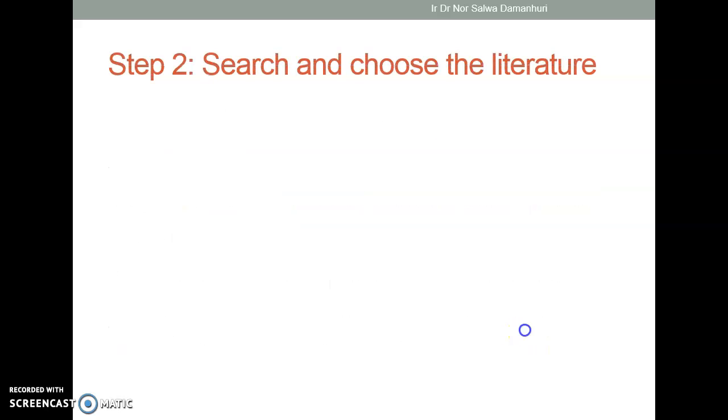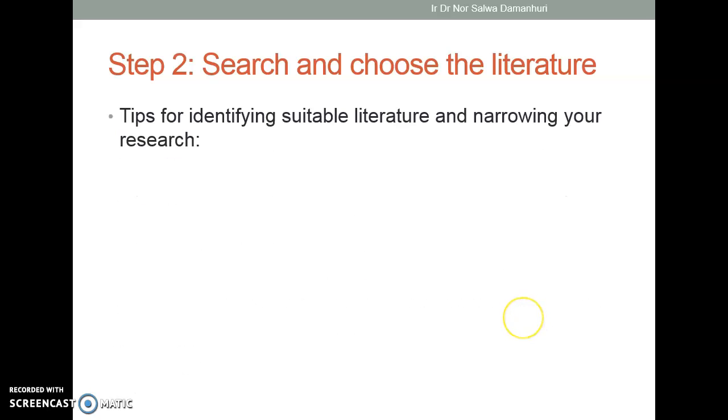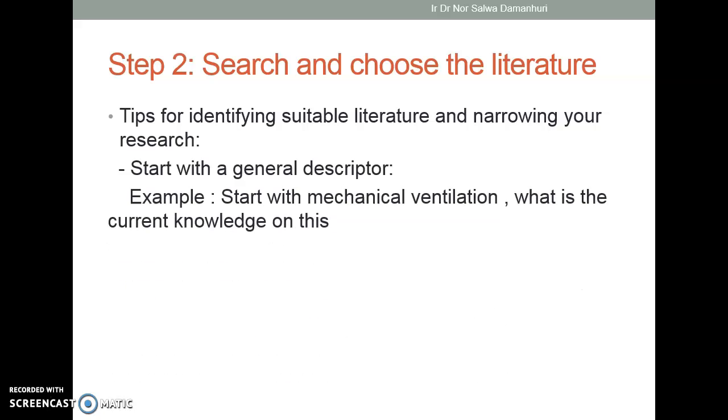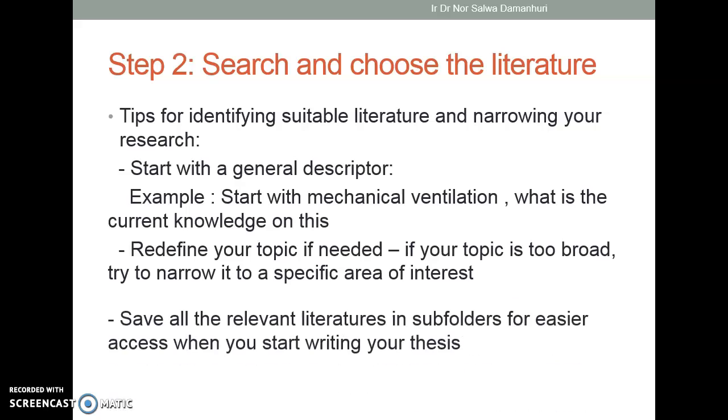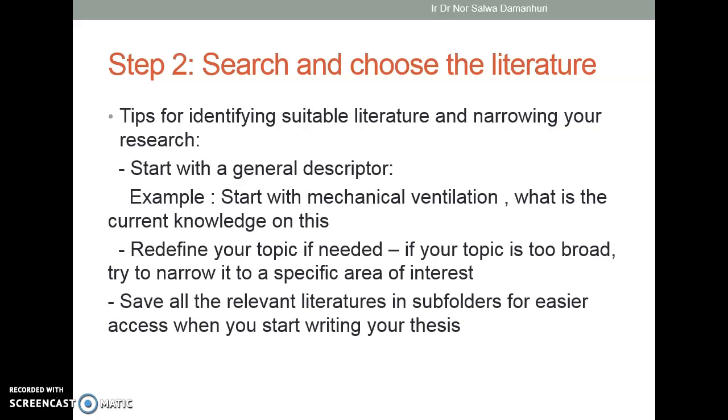Step 2, search and choose the related literature. Tips for identifying suitable literature and narrowing your research. Start with a general descriptor, for example, mechanical ventilation. What is the current knowledge in this area? Then redefine your topic if needed. If your topic is too broad, try to narrow it to a specific area of interest. Then save all the relevant literature in subfolders for easier access when you start writing your thesis.